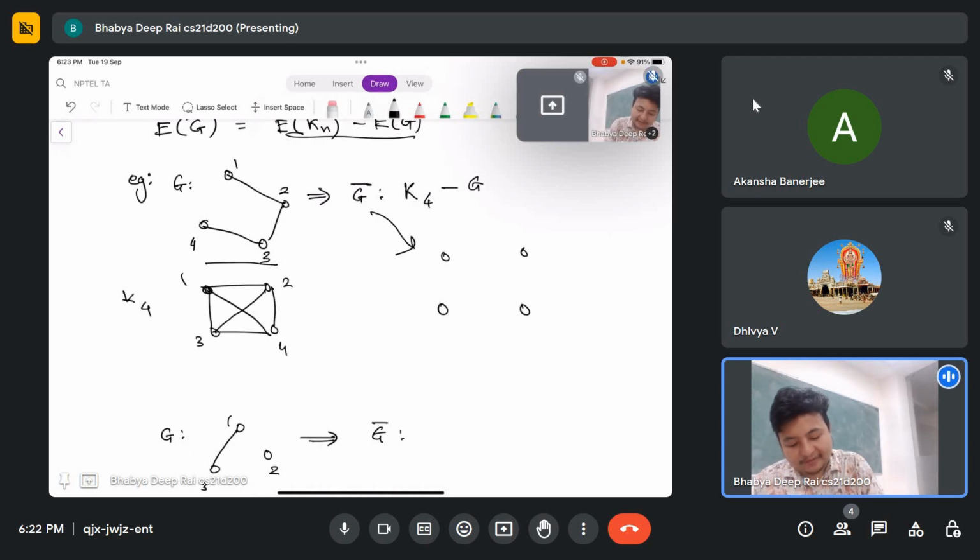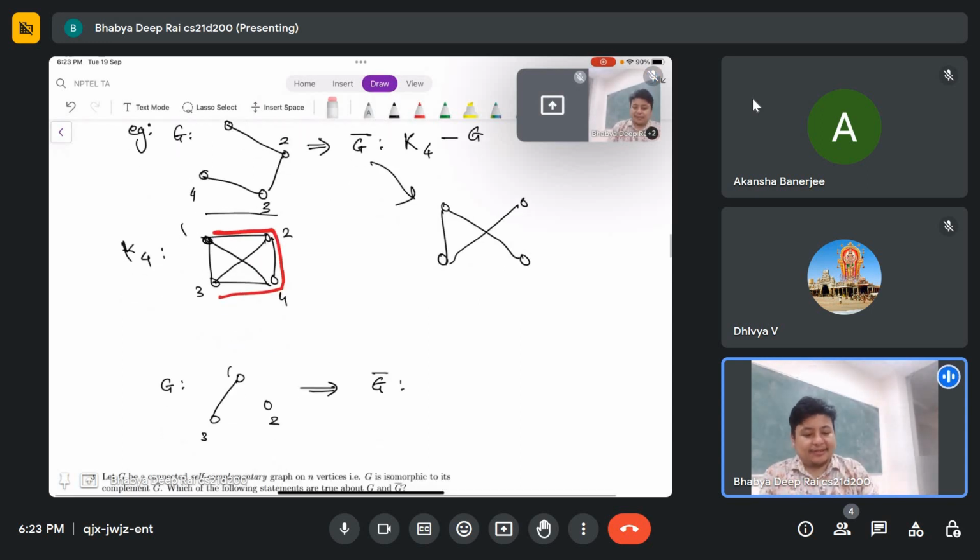This is nothing but K4. So what is common? This is common, this is common, this is common. So I'll remove those edges. So what will I get? I'll get this edge, and I'll keep the edges which are not removed, which are not common. Oh, and this is also not. So here is an example. So this is the complement.